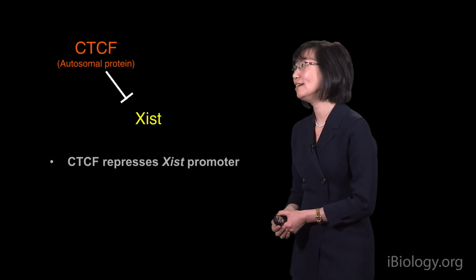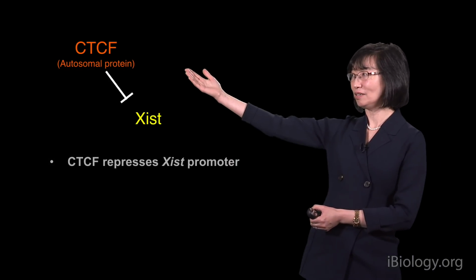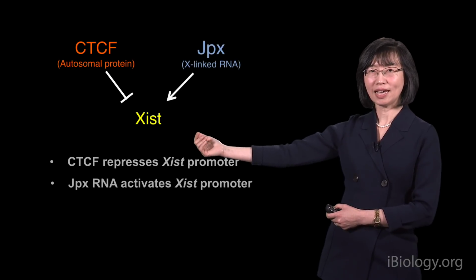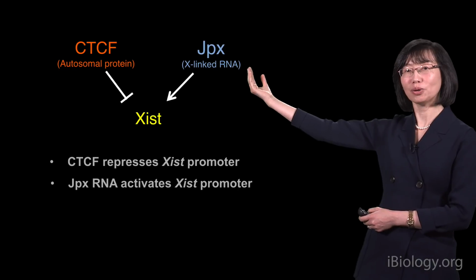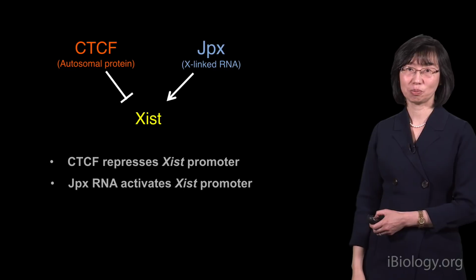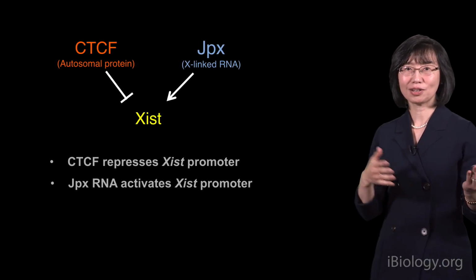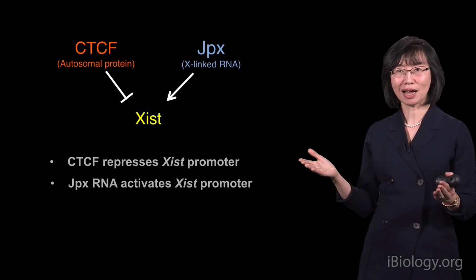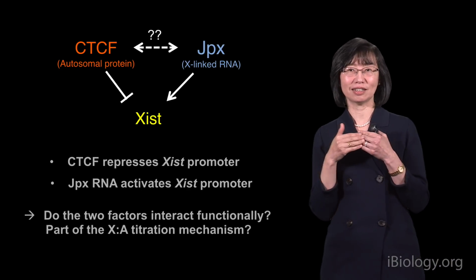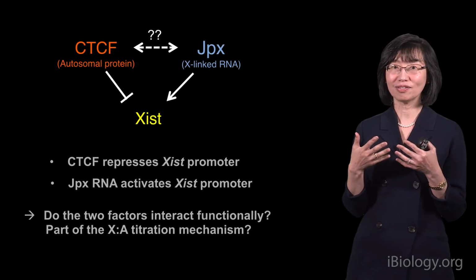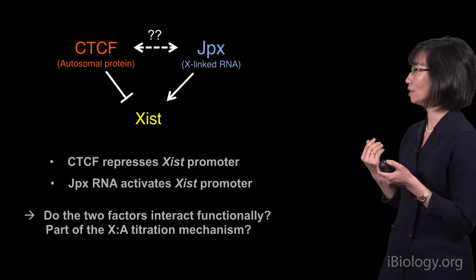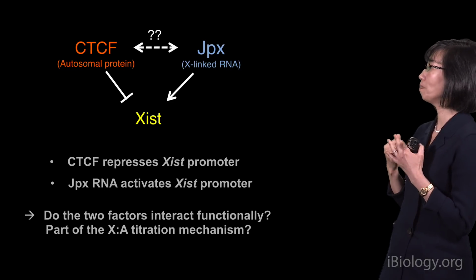So what I've told you then is that CTCF is an autosomal factor, represses Xist expression, and at the same time I've told you that this non-coding RNA, that's X-linked, induces Xist expression. And so with one being autosomal, the other one being X-linked, doing opposite things, we wondered whether these two factors could be functionally interacting with each other and be part of that titration mechanism that I referred to earlier, part of the X to autosome ratio.